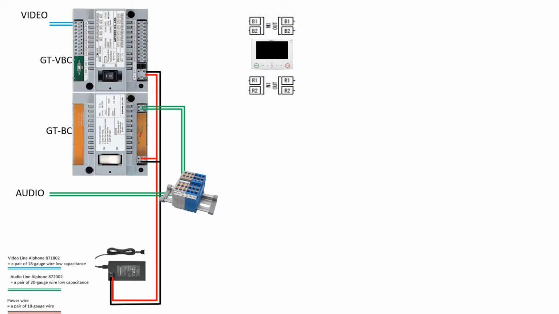Let's add our audio trunk line. We'll take R1 and R2 from our GT WDP and run it to the first apartment station, R1 and R2.